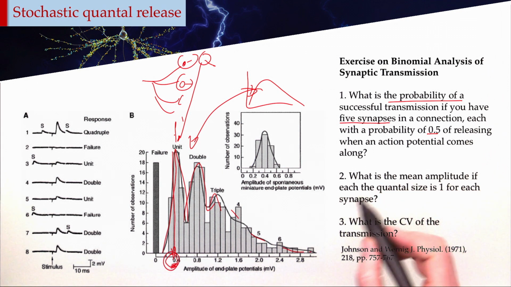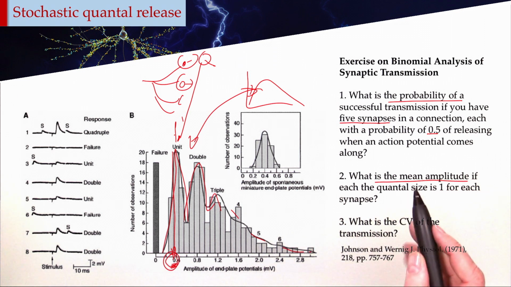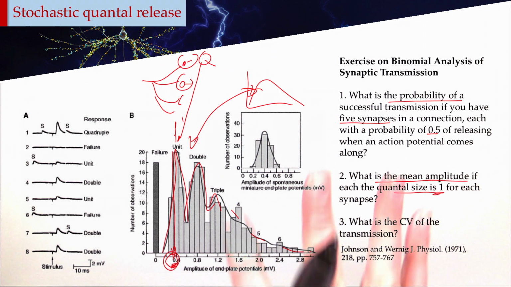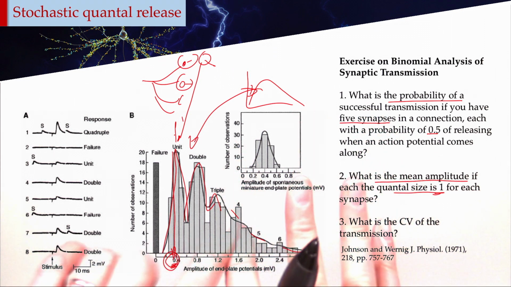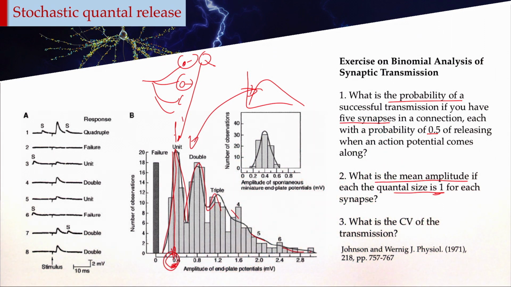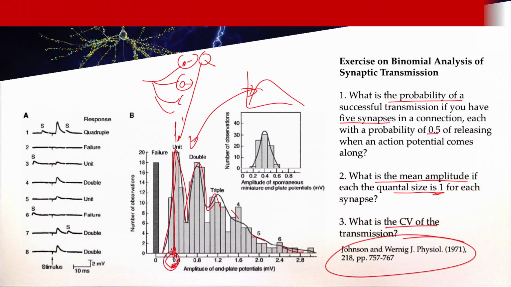Also calculate what is the mean amplitude if each quantal size was just 1. So what would be the average if you have 5 synapses, each with a 0.5 probability, and they each produce 1 if they worked? And calculate what is the coefficient of variation of the transmission. If you need help, look at this paper.